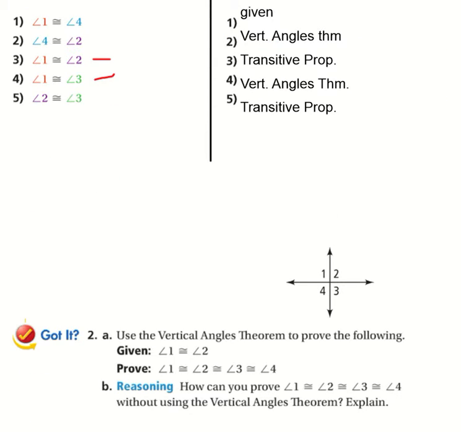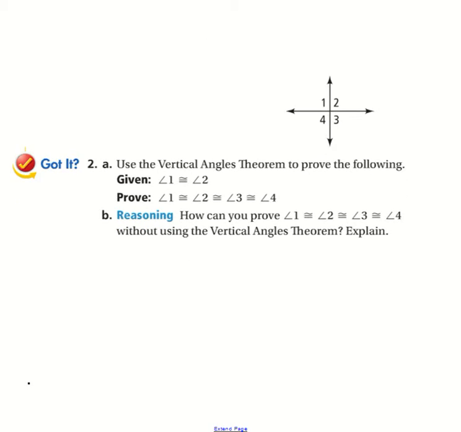So what I'm going to have you do now is use the vertical angle theorem to prove the following. You're given that angle 1 and 2 are congruent. What you need to prove now is that angle 1 is congruent to angle 2, which is congruent to angle 3, which is congruent to angle 4. So pause the video now and see if you can figure out how to do that.